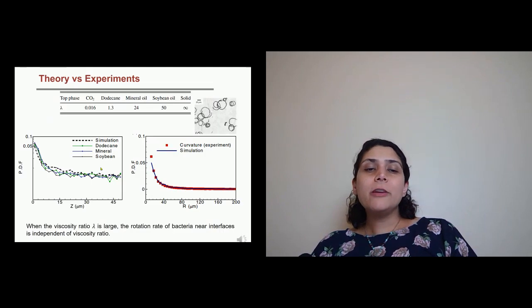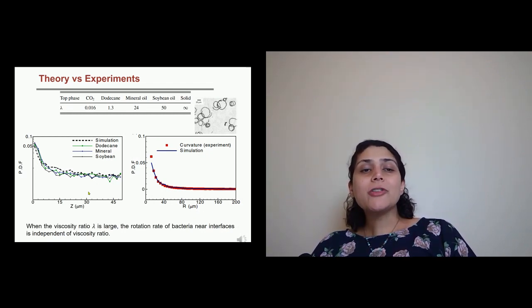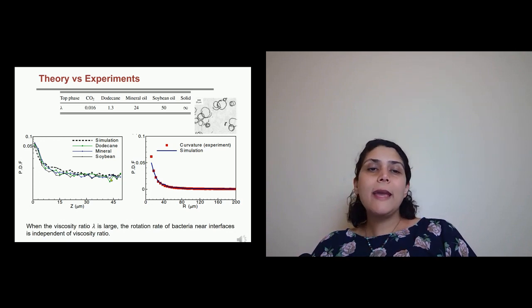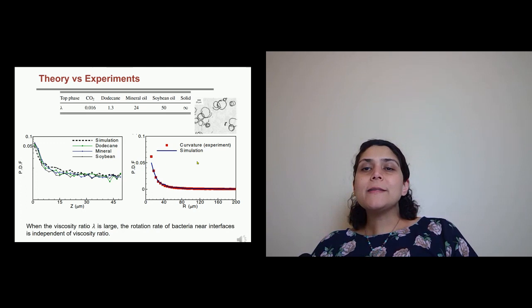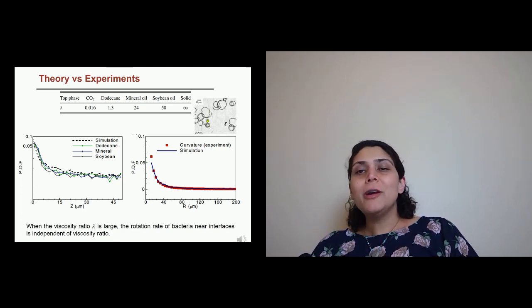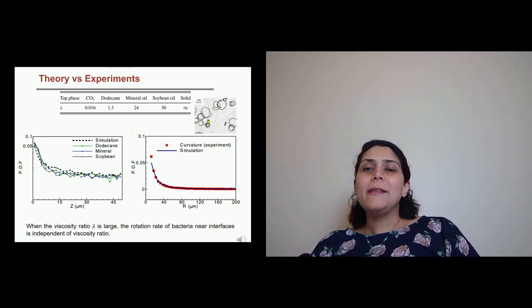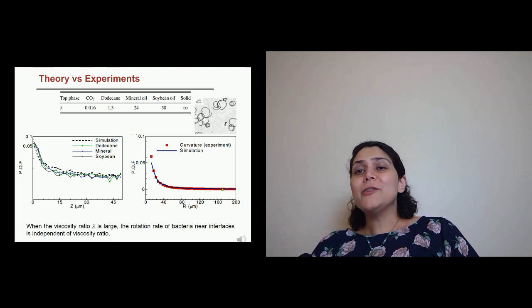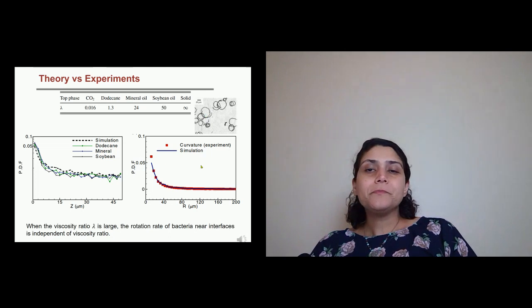And we use that theory to build a Brownian dynamics code where we include run and tumble for bacteria and all their hydrodynamic interactions. The results from this calculation fit very well with experiments we get from different liquids like dodecane, mineral oil, soybean oil, and all the other liquids. We can also capture this circular motion near the interface as well as the wall, and this is the PDF of the radius of curvature of the circular motion we get near the surface.